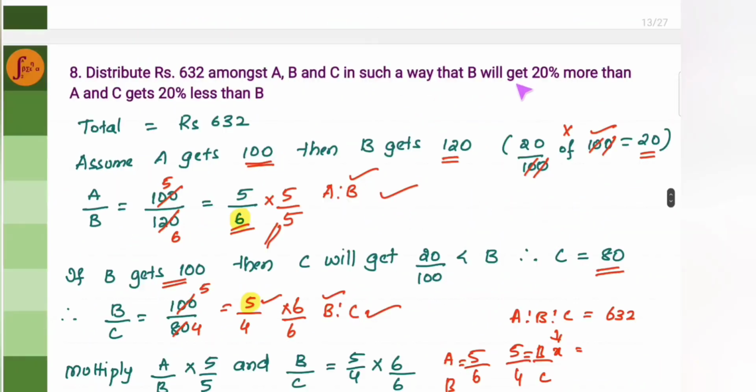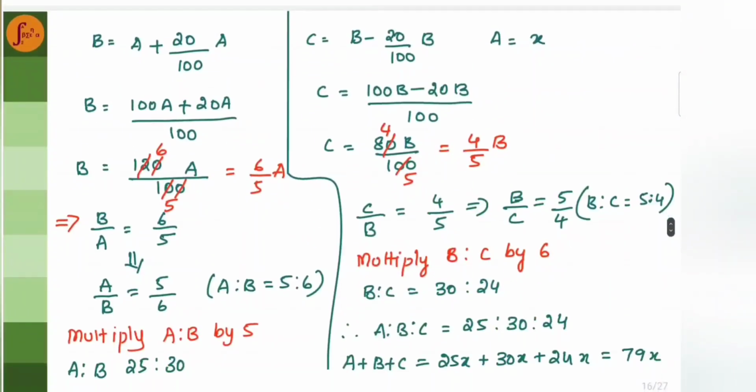So we said B is equal to 20% more than A. That means B is A plus 20% more than A. 20% is 20 by 100, 20 by 100 of A, and it's more than A. So A plus 20 by 100 of A. So now you'll get B by A. Same approach. Now you'll find A is to B. That is A by B is 5 by 6.